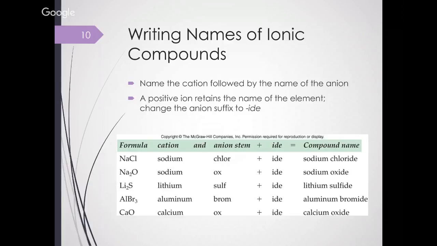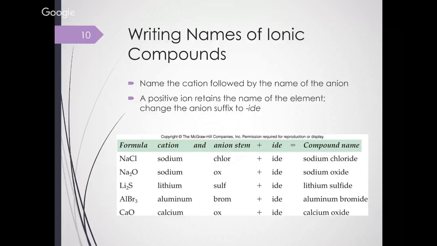So once we've written a particular formula, how do we name it? How do we name our compounds? Because we have to be able to communicate what things mean in chemistry. So we always name the cation first because it shows up first. It always goes metal and then nonmetal, just like in the alphabet, M comes before N.